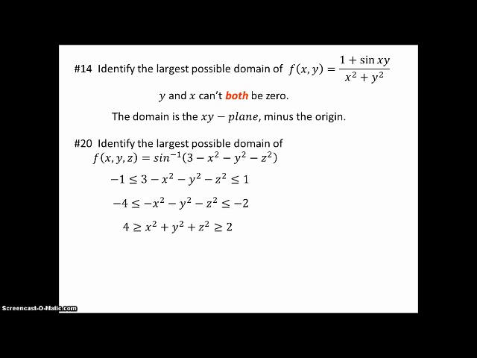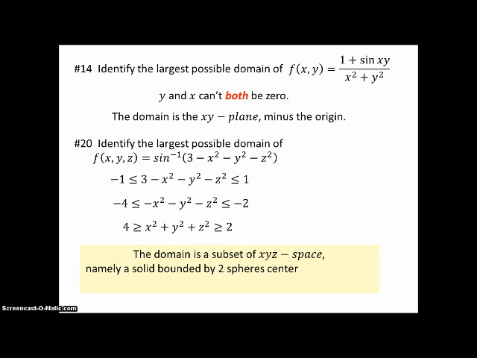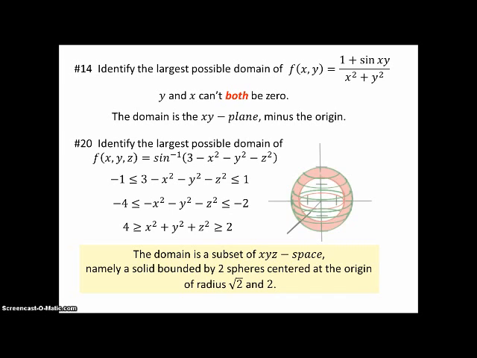If it was equal to 2, you'd have a sphere of radius root 2, and if it were equal to 4, you'd have a sphere of radius 2. And so what we're getting is the stuff in between those two spheres for our domain. So the domain is a subset of x, y, z space, as always, namely a solid bounded by two spheres centered at the origin of radius root 2 and 2. Now I tried to draw this, but it was a little difficult. So if you can imagine like a ball with a very thick crust and a big hole in the middle, that's what the domain looks like.